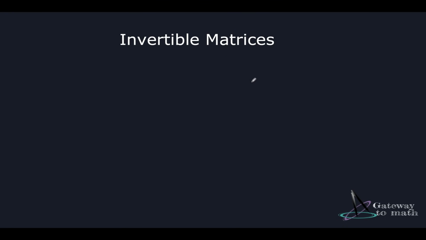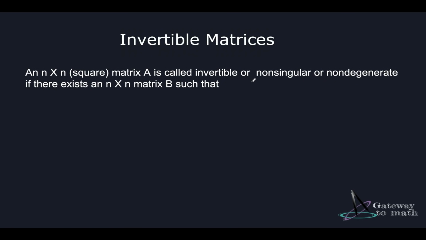Let us discuss invertible matrices now. An n-cross-n square matrix A is called invertible, or non-singular, or non-degenerate, if there exists an n-cross-n matrix B such that AB equals BA equals I_n. That is, when you multiply the two matrices commutatively, you actually get an identity matrix.